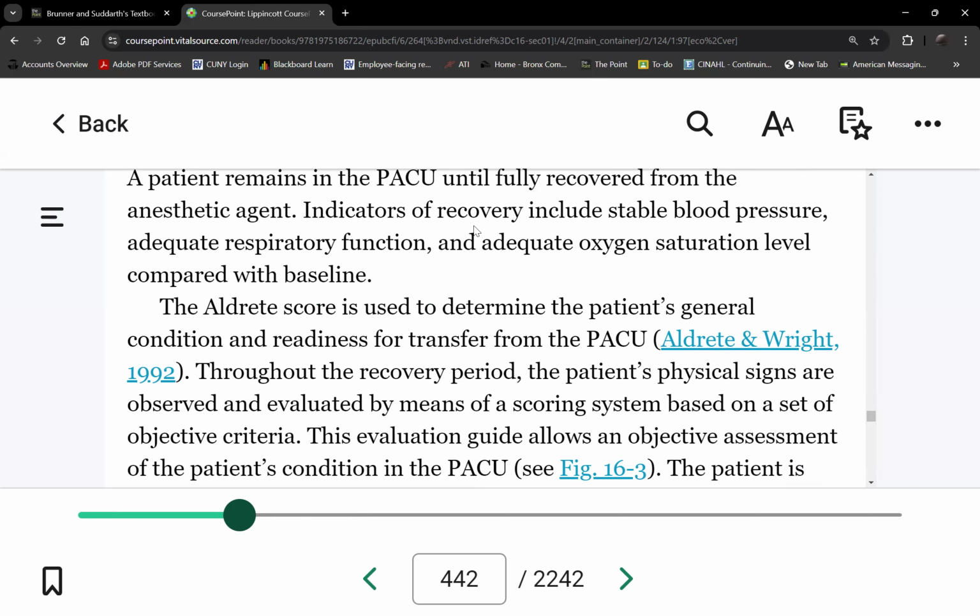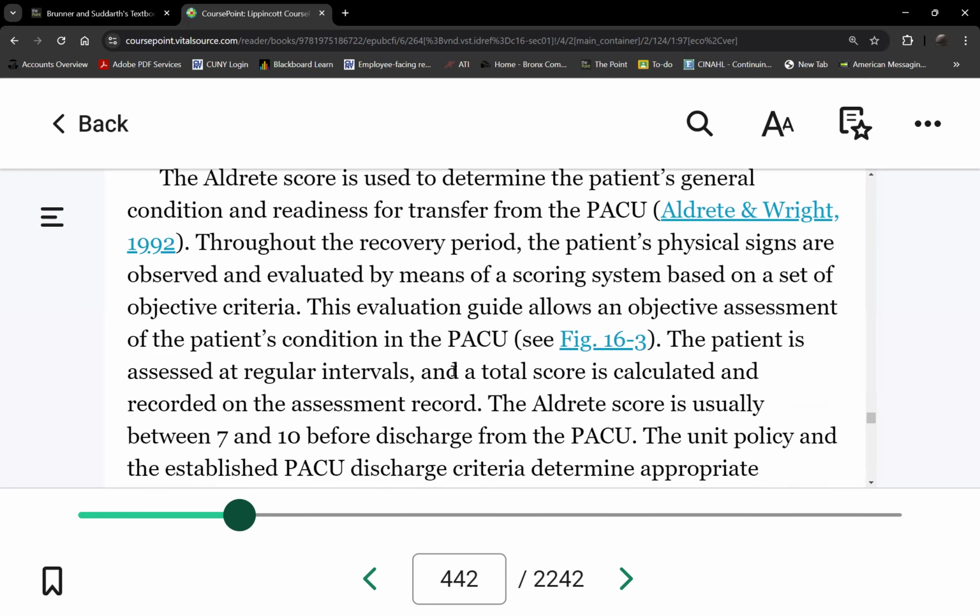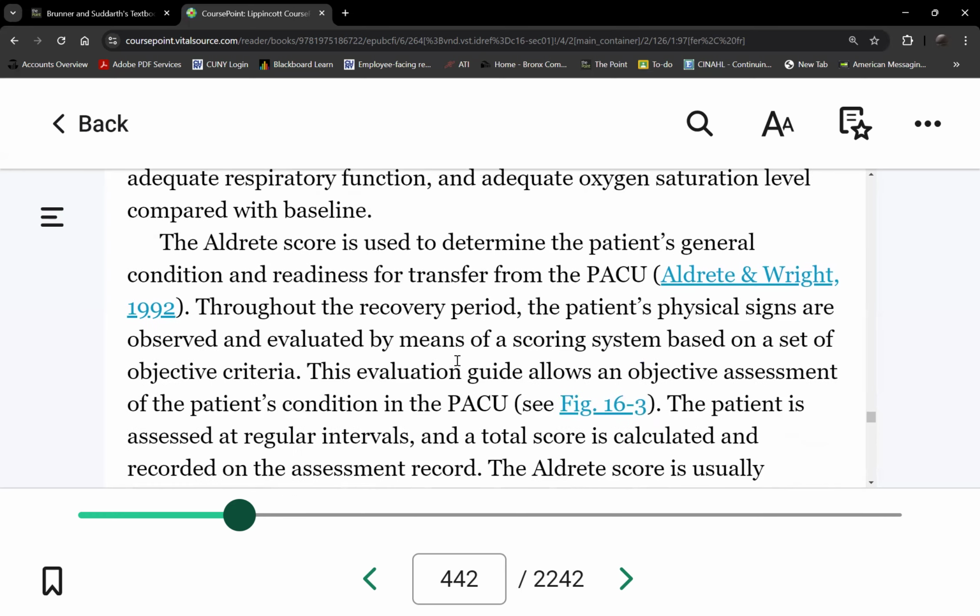The patient remains hemodynamically unstable, so they need a higher level of care. Sorry? You have a connect for PACU? I'm sorry? You have a connect for PACU.